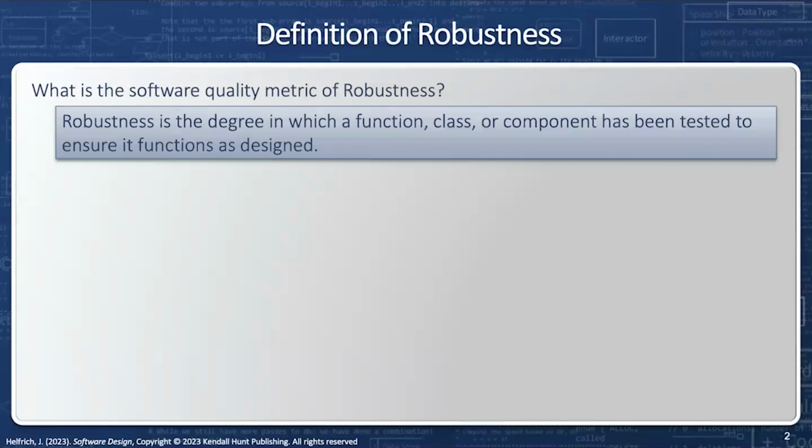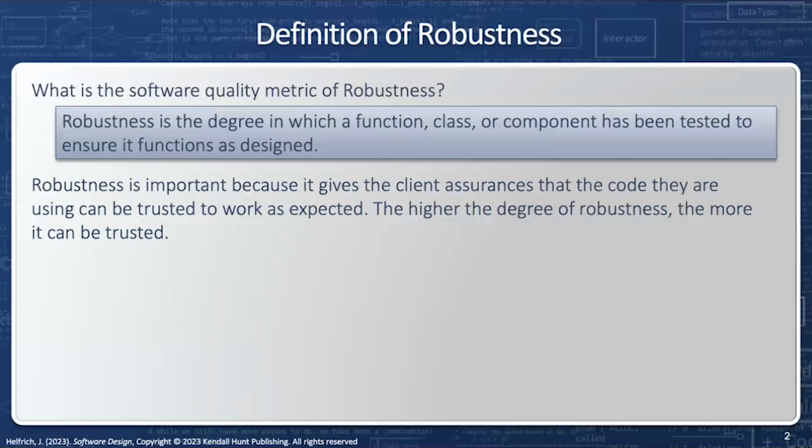Now, robustness is the degree in which a function, a class, or a component has been tested to ensure it functions as designed. Robustness is important because it gives the client assurances that the code they are using can be trusted to work as expected. The higher the degree of robustness, the more it can be trusted.